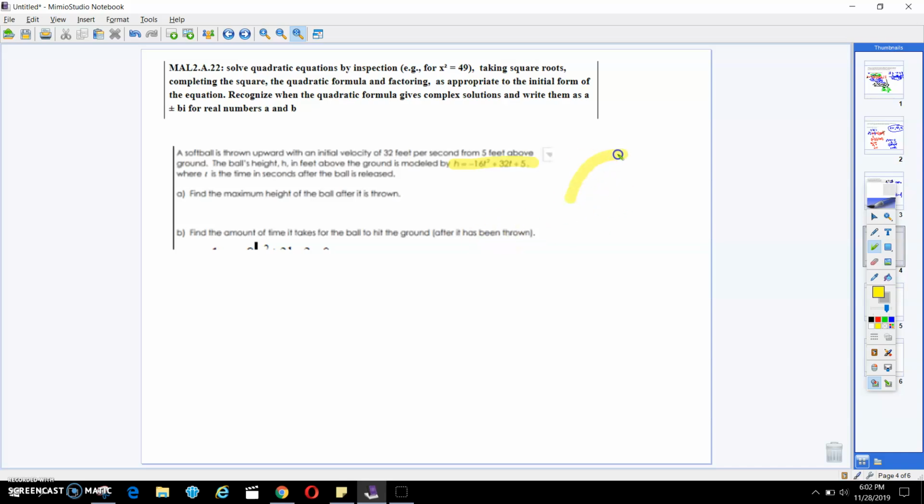So basically what this says is that this equation is really important. It's going to be a parabola. It's going to look like this. You standing over here, you're throwing a softball up. Okay, so it's going to ask me for the maximum height of the ball after it is thrown.